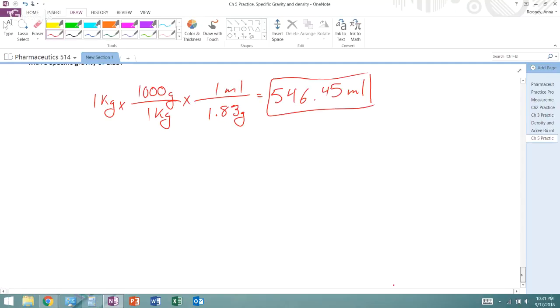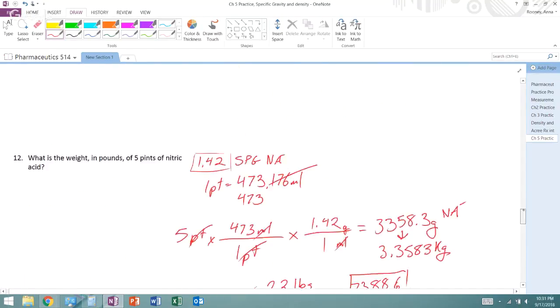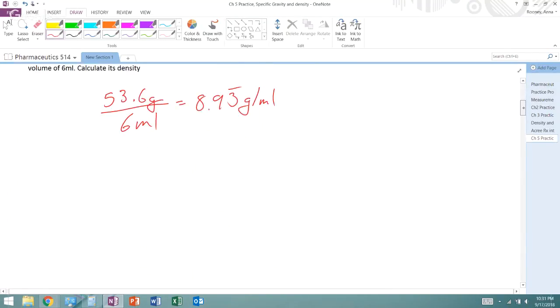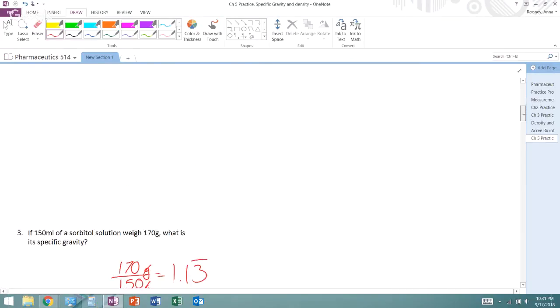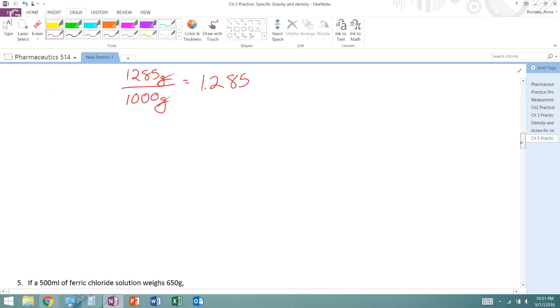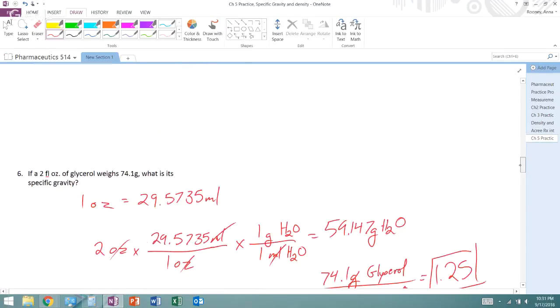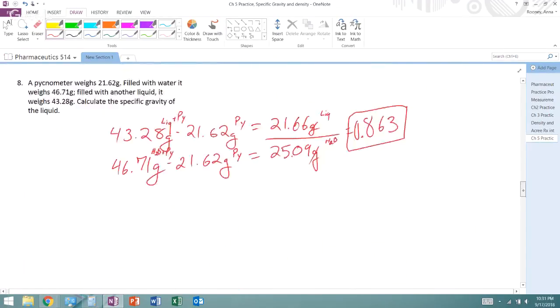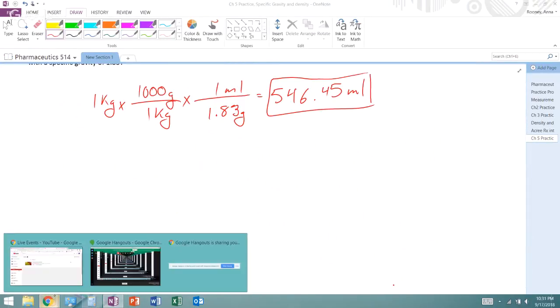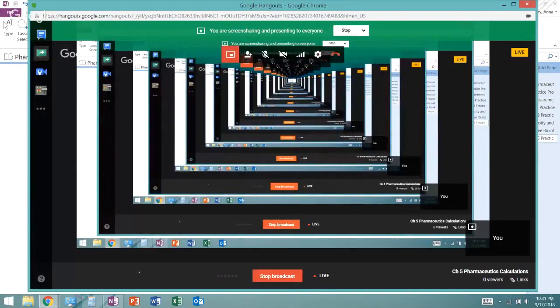Okay, and that is it for the practice problems. They're all pretty straightforward. The only thing is remembering the pints and ounces and pounds conversion, because that will be something that they will not give you on the test. They should give you specific gravity because you don't normally have that. But that is it. That is how you do that.